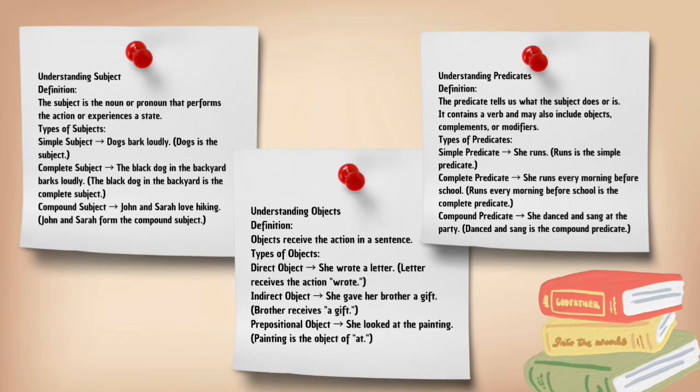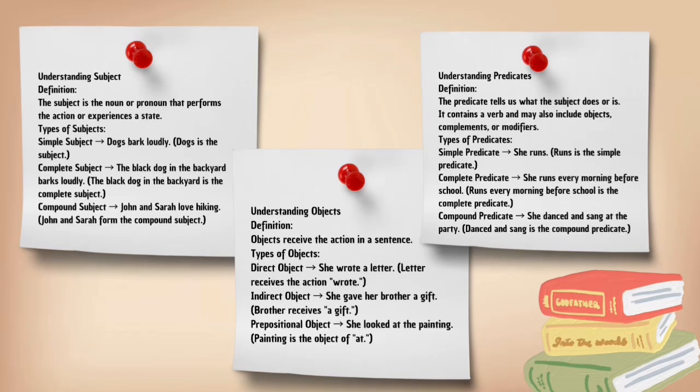To find the direct object, ask what or whom after the verb. She bought a dress. She bought what? A dress is the direct object. To find the indirect object, ask to whom or for whom. She gave her friend a present. She gave what? Yes, a present is the direct object. She gave a present to whom? Her friend is indirect object.